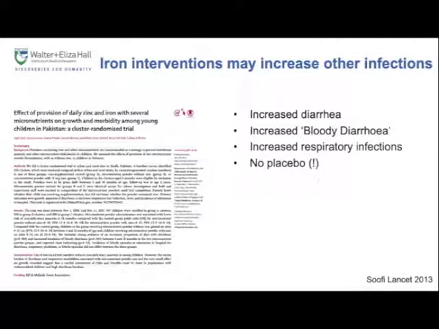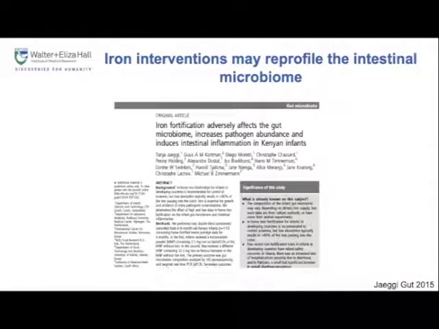In Pakistan, later on, they did another trial, and there they found that iron increased diarrhea and bloody diarrhea, and maybe even respiratory infections, but this trial didn't use a placebo. This may have occurred because there's now data suggesting that iron causes reprofiling of the intestinal microbiota, because it turns out that commensal species, your bifidobacteria and your lactobacilli don't need iron, but your pathogenic species are iron-philic. So your Shigellas, your Salmonellas, they love the iron. So there was a big concern about whether it's actually worth giving iron.